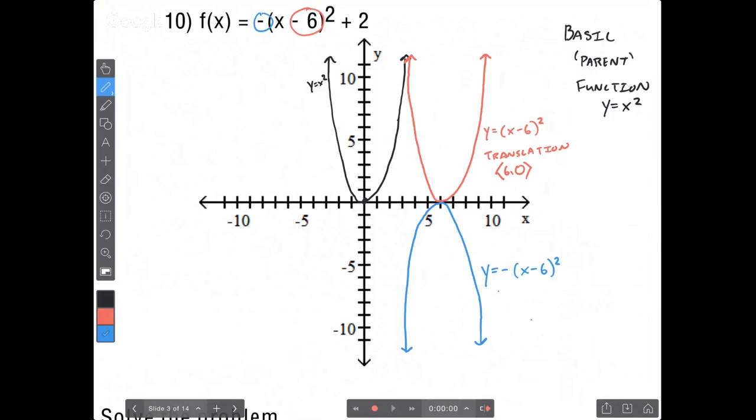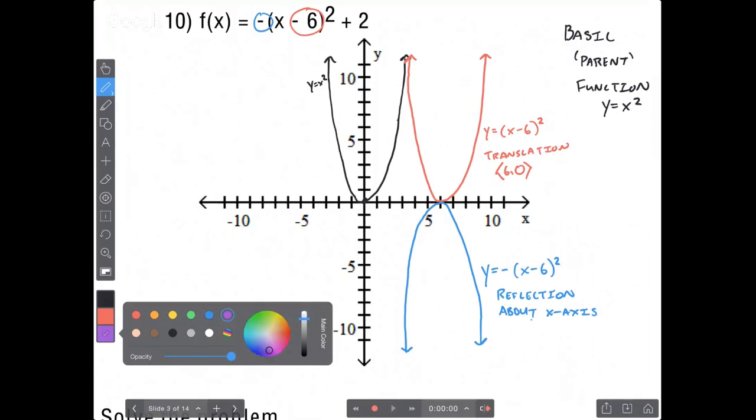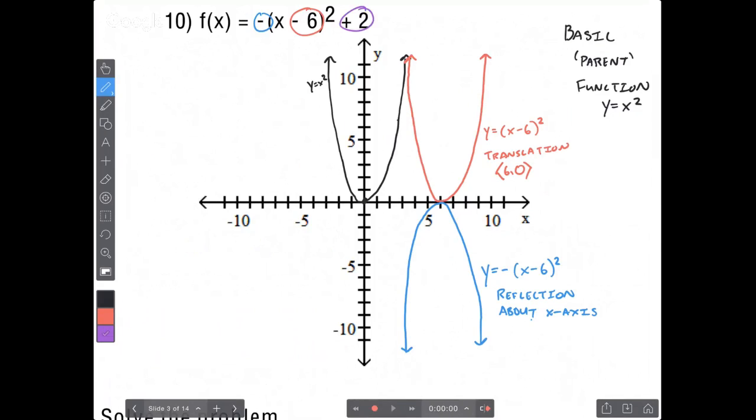And that was a reflection about the x-axis. Cool. And last step here, we got a +2. So I'm going to, again, make a copy.